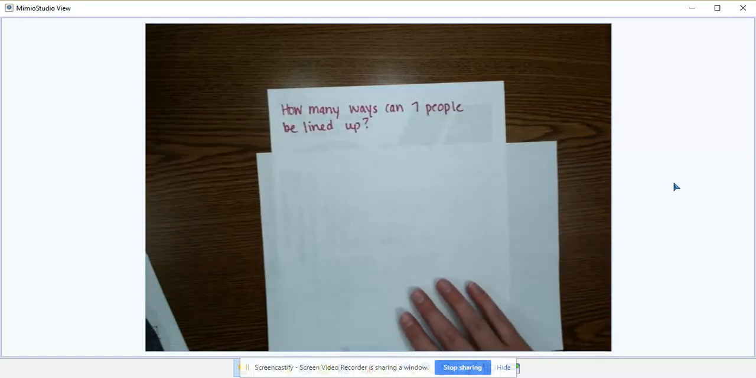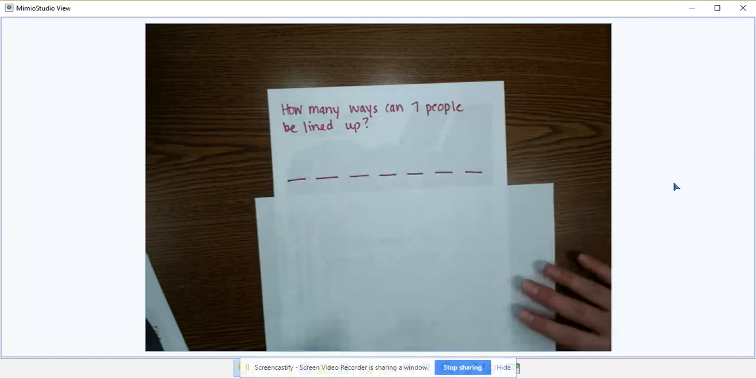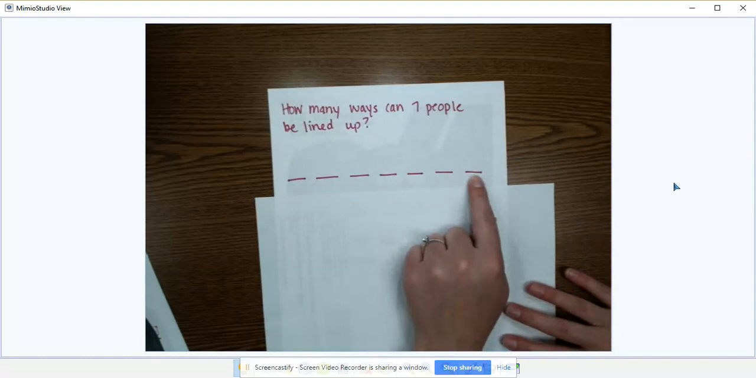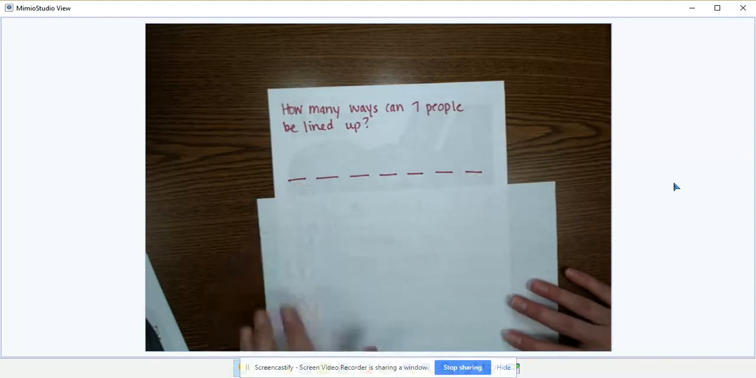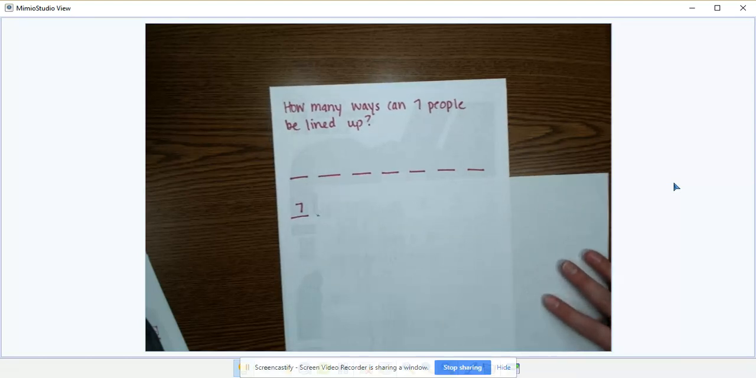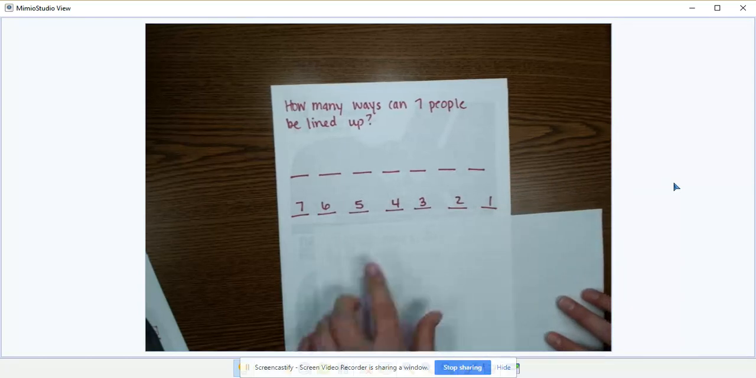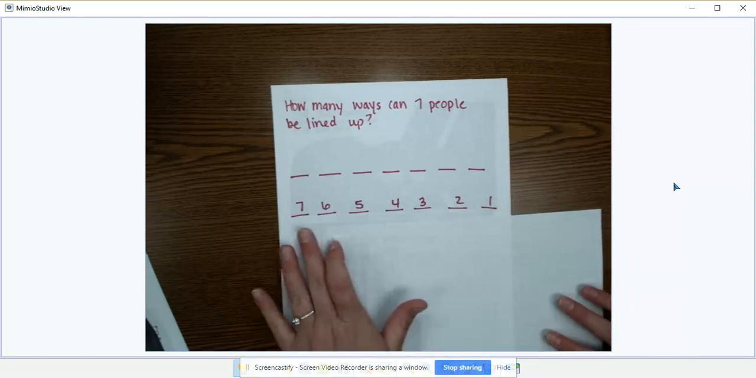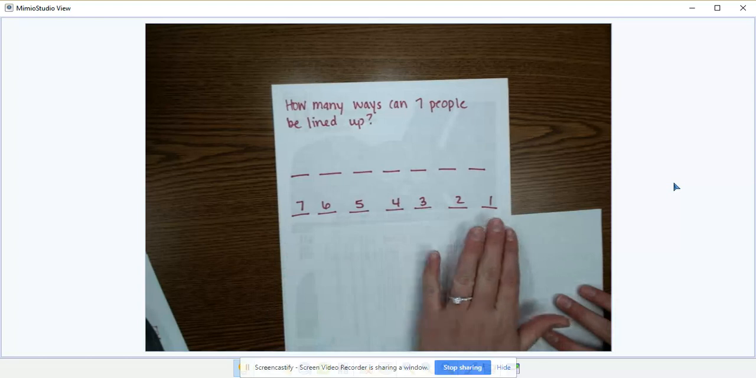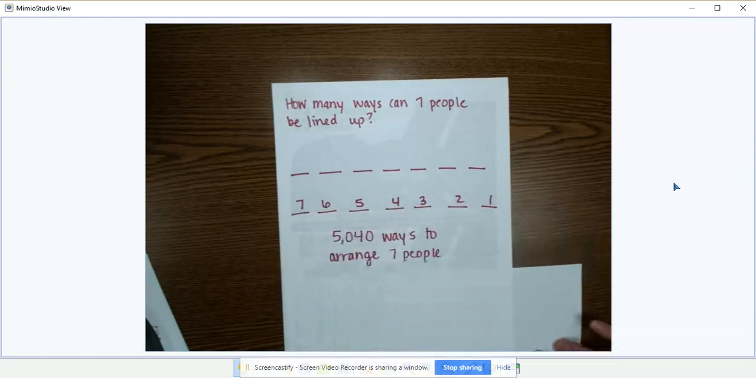So here's an example where we would need a factorial. How many ways can we line up 7 different people? So if you think about 7 spots that we need to fill, for that first spot, we have 7 people. Once we choose that first spot, we have 6 people for the second, 5 people for the third, 4, 3, 2, 1. That's the definition of factorial because we would be multiplying each of these options. So we would have 5,040 ways to arrange those 7 people.